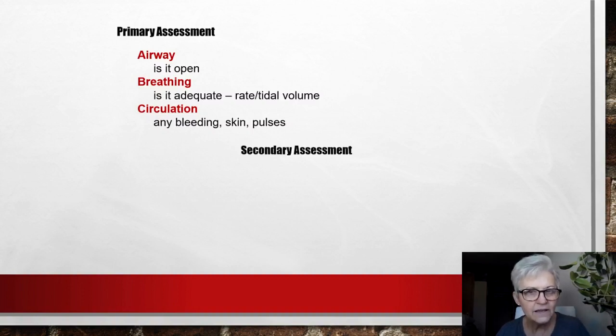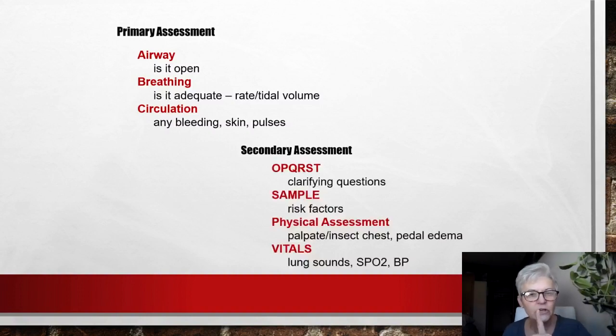Okay, let's move on to that secondary assessment. If we have taken care of all the ABCs, we're going to jump into that secondary because this is where we're going to figure out what's going on. Okay, so things we're going to do is we're going to look at that OPQRST. Those questions, along with the sample questions, are important. Every single one of them. Do them in order. Don't ever skip one, and you will become a really good, thorough clinician, okay? If we start skipping around, you're going to miss something that's real important.